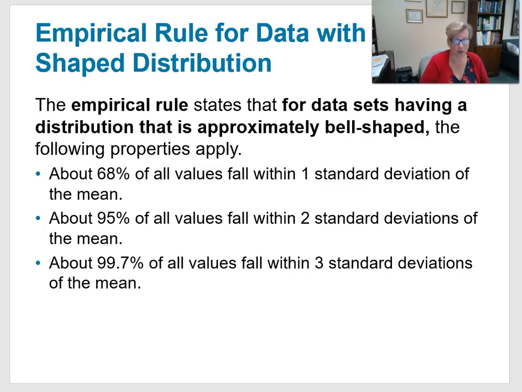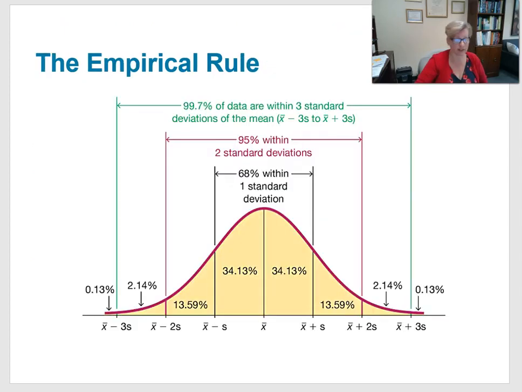68% of your values fall within 1 deviation of the mean. 95% should fall within 2, and 99.7% should fall within 3 standard deviations if you have a perfect bell curve. So almost all of your data should be within 3 standard deviations. There's a nice picture that represents this.